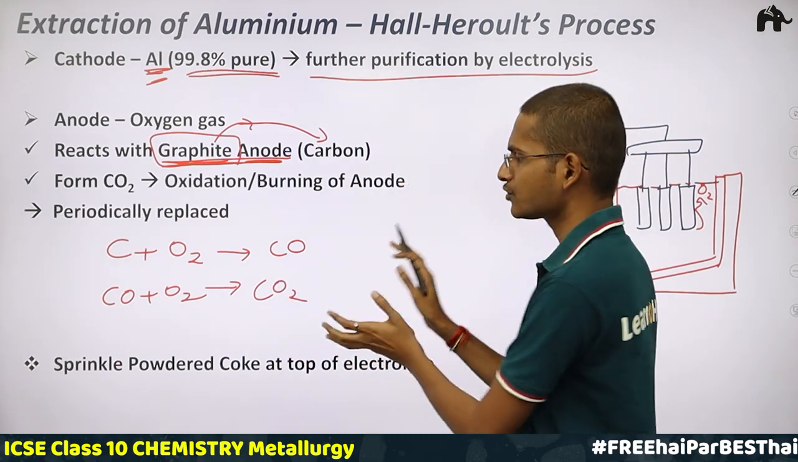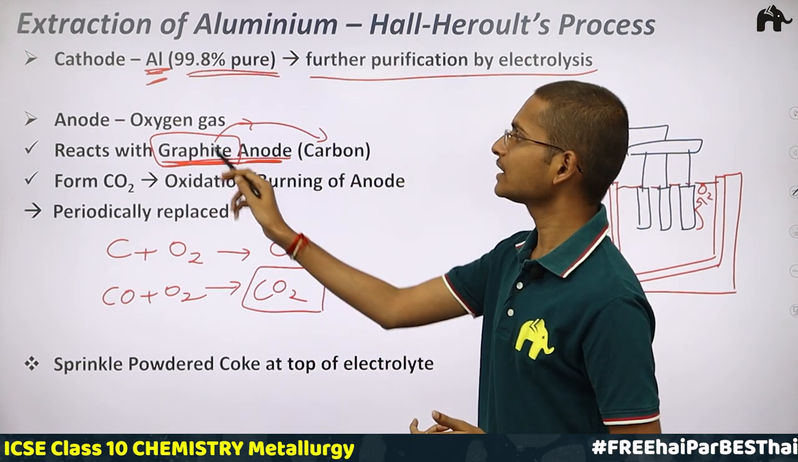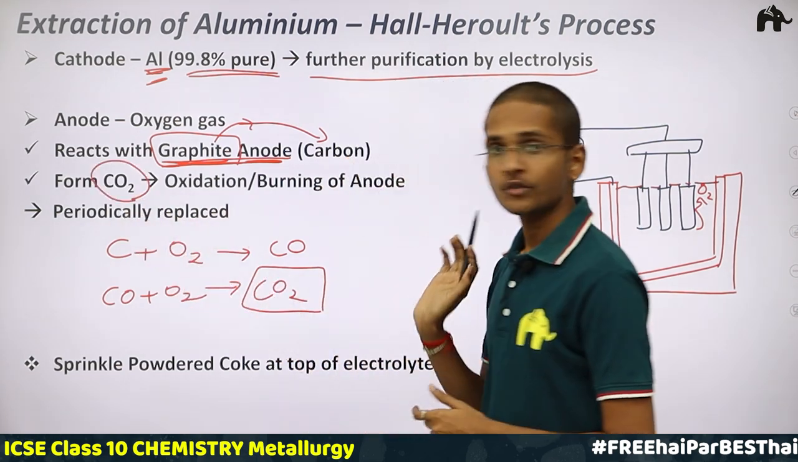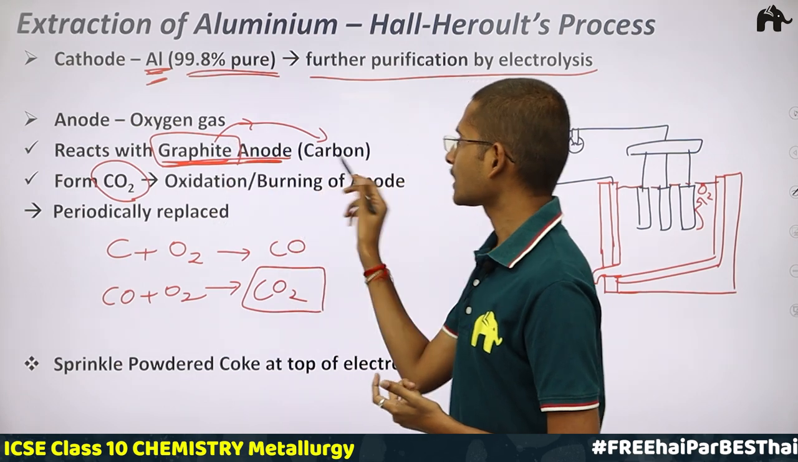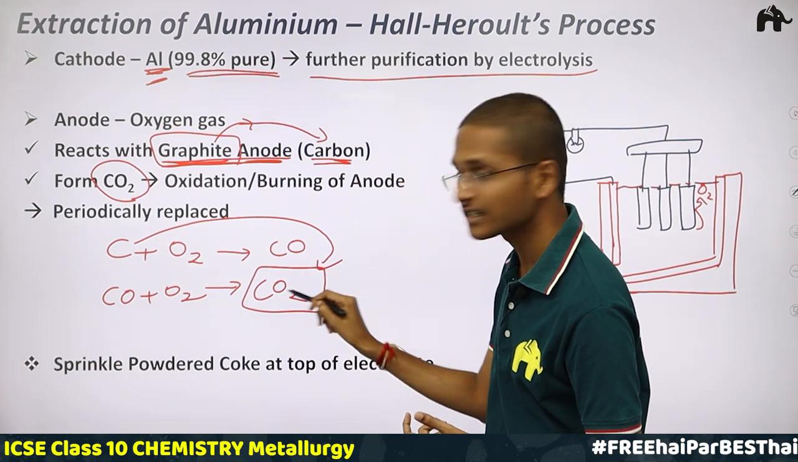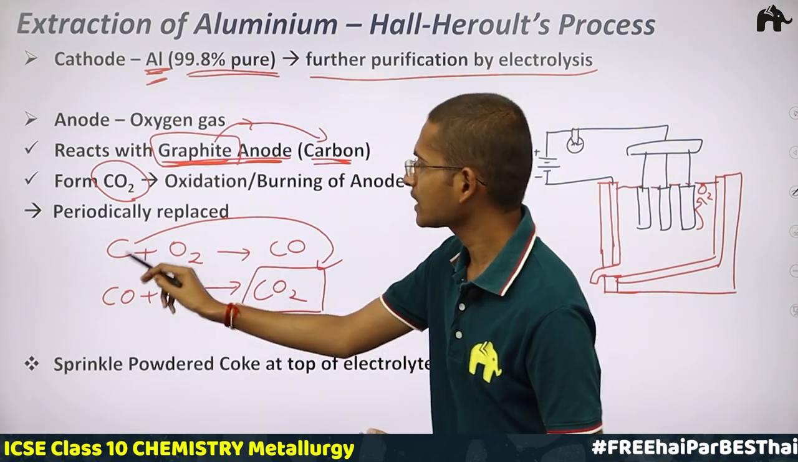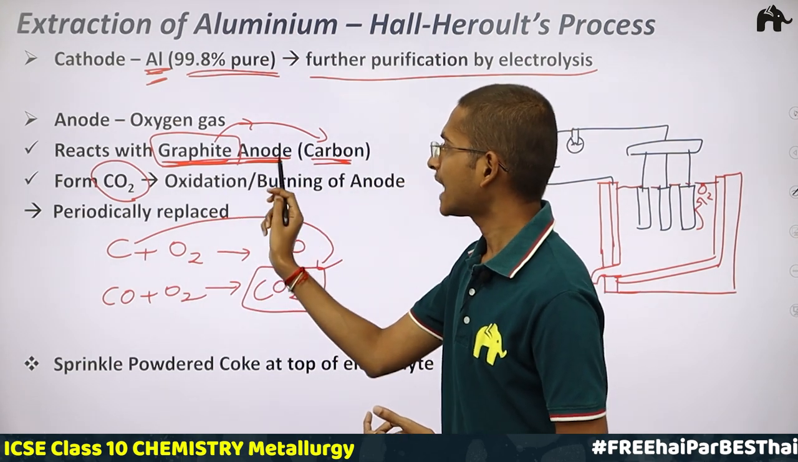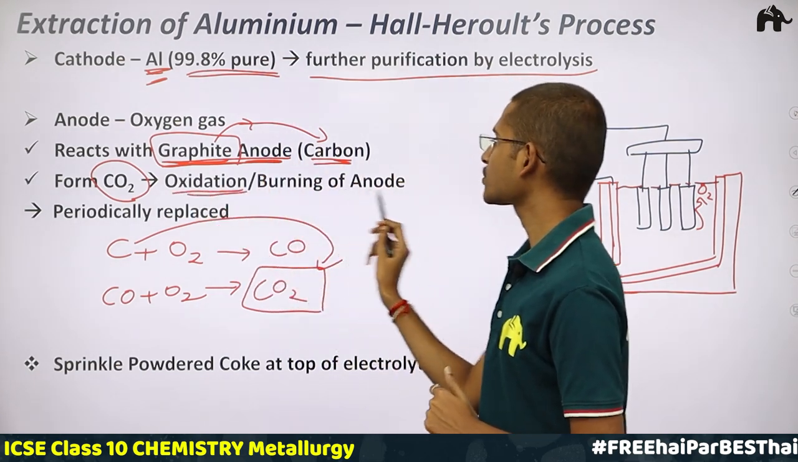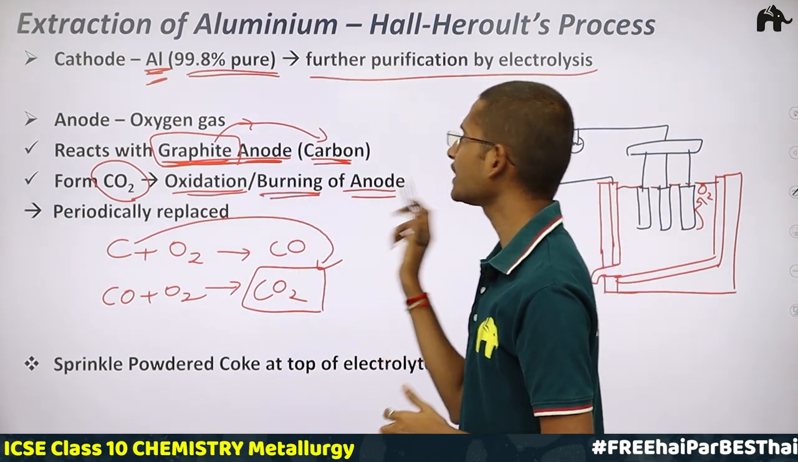Now these are very simple reactions. You can balance them on your own. So this oxygen is reacting with our graphite anode, which means carbon, and it is forming carbon dioxide. So we can say that our carbon is getting converted into carbon dioxide, which means it is getting oxidized, since it is forming carbon dioxide. And what is our carbon? Carbon is actually graphite in the anode. So we can say our anode is getting oxidized. Clear? So we call this oxidation of anode, and since it is getting oxidized, we also call this process burning of anode.